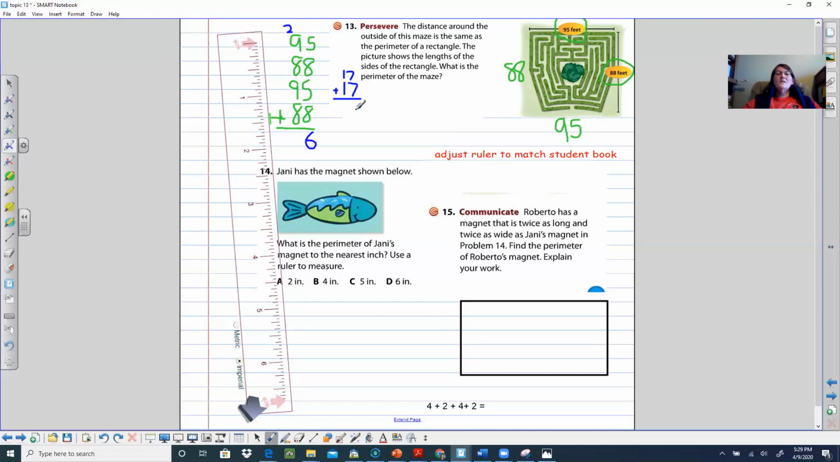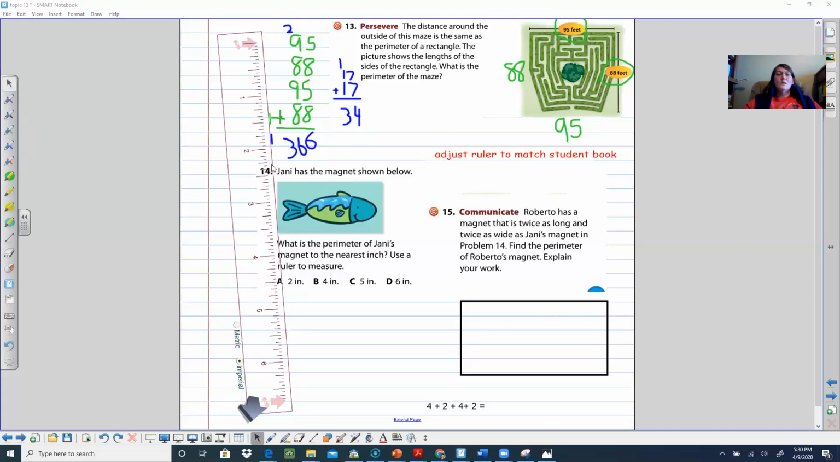So 17 plus 17, well, 7 plus 7 is 14. Carry my 1. 1, 2, 3. So the 17 and 17 from the 9 and 8, 9 and 8 was 34. I still have to add that 2 in there. So that gets me to 36. Oh, that's not too bad.